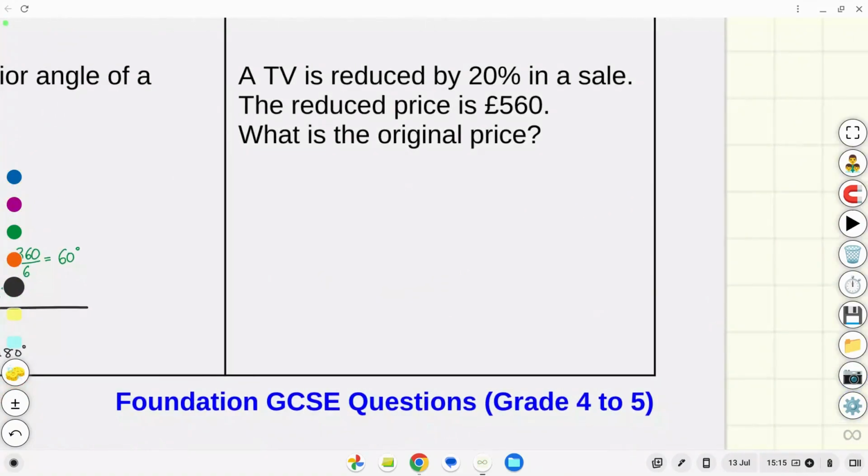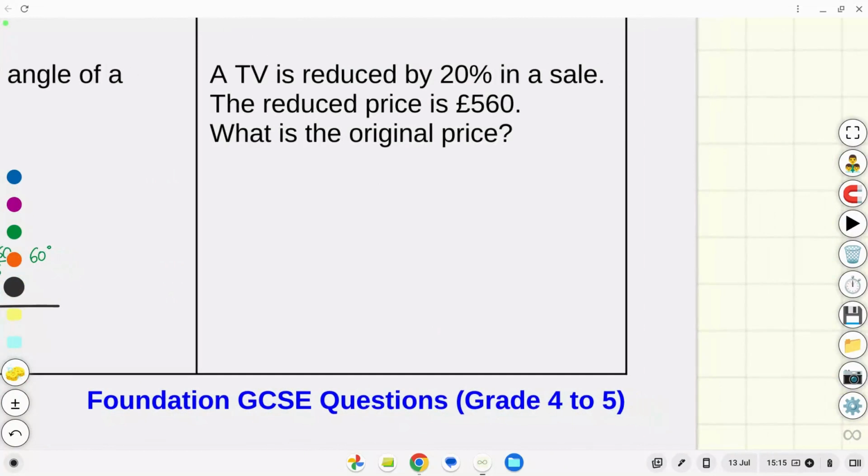And then final question here. This is a reverse percentage question. So we're being told the TV has been reduced by 20%. So it's now 80% of what it was originally. So it's the 80% that's equal to 560.